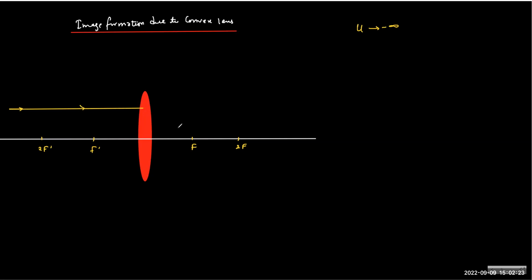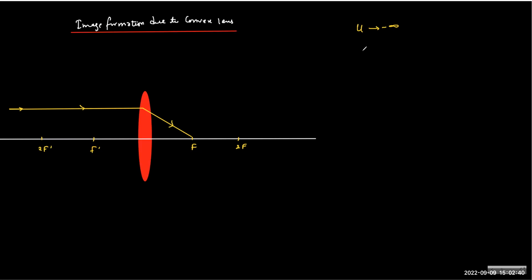It will pass through the principal focus, right? And because everything will converge here, what you get is a point image. So will it be real? The answer is yes.